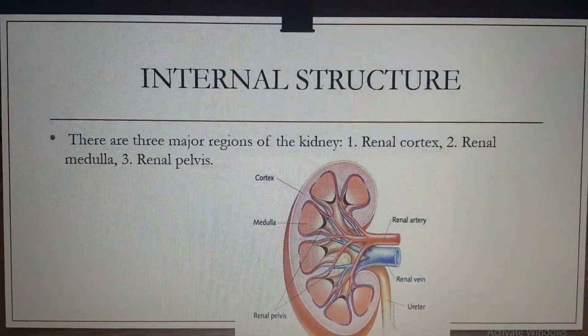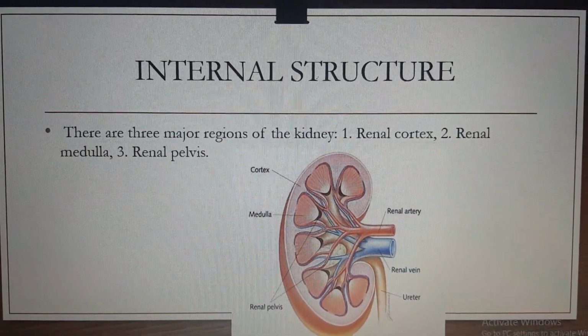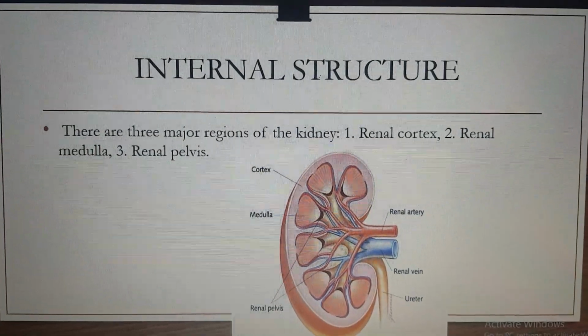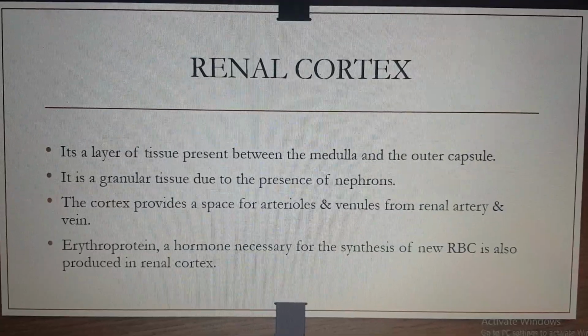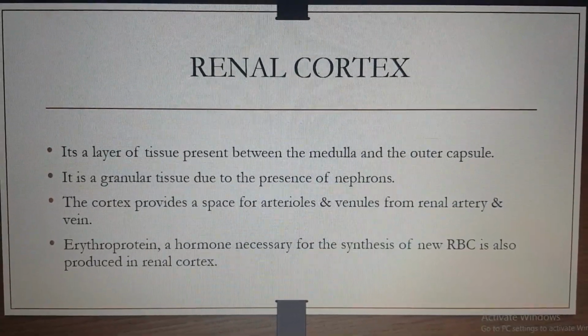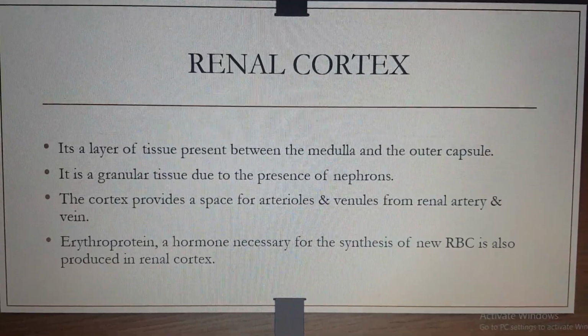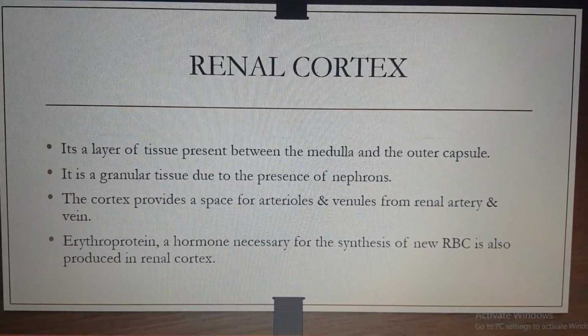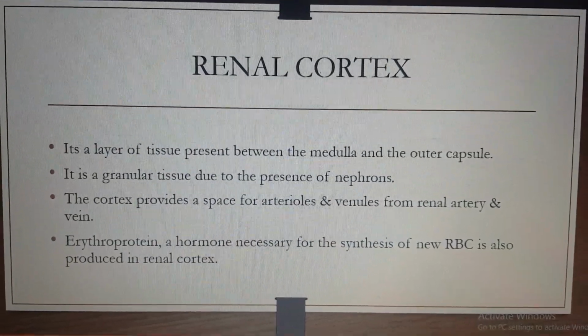So let's start with the internal structure. Internally, the kidney consists of the renal cortex, the renal medulla, and the renal pelvis. Let's start with the renal cortex. The renal cortex is the area present between the medulla, the inner part, and the outer capsule. It is always granular because of the nephrons. The nephrons give it a rough texture.